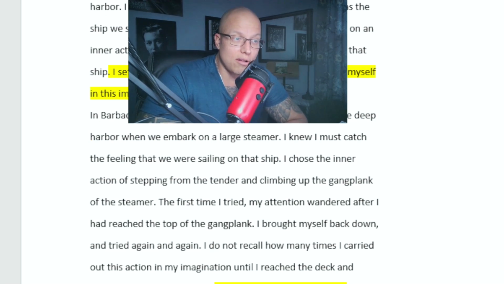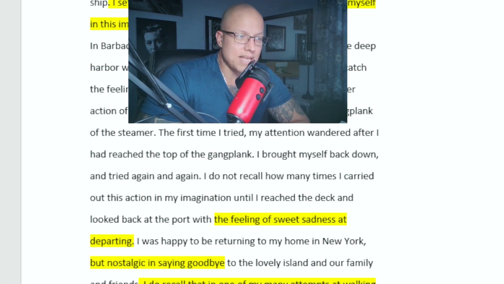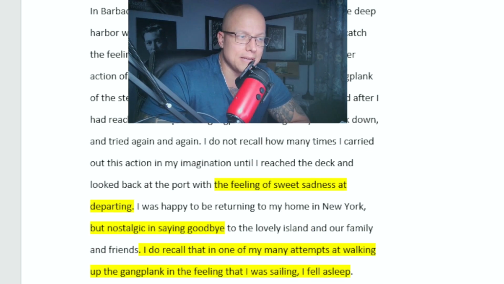I do not recall how many times I carried out this action in my imagination until I reached the deck and looked back at the port with the feeling of sweet sadness at departing. I was happy to be returning to my home in New York, but nostalgic in saying goodbye to the lovely island and our family and friends. I do recall that in one of my many attempts at walking up the gangplank, in the feeling that I was sailing, I fell asleep.